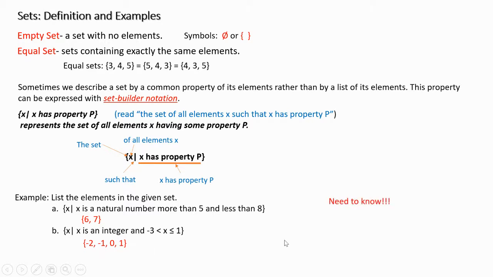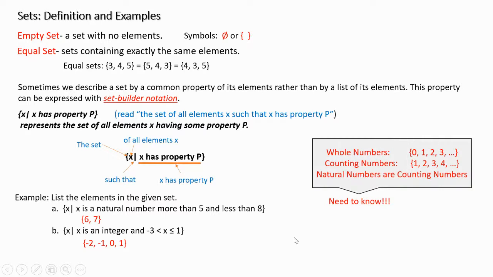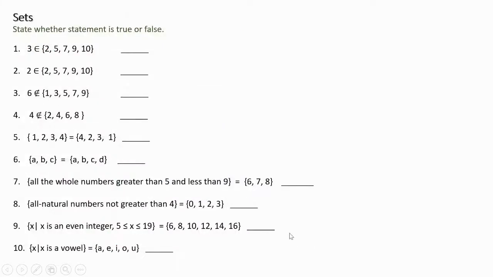Okay, and again, this is what you need to know, what I just explained about natural numbers and whole numbers. Whole numbers start with 0 and they go all the way to infinity. And counting numbers start with 1 and they go all the way to infinity. Natural numbers are counting numbers. At times they say natural numbers and at times they might say counting numbers. So this is something that you guys need to know.